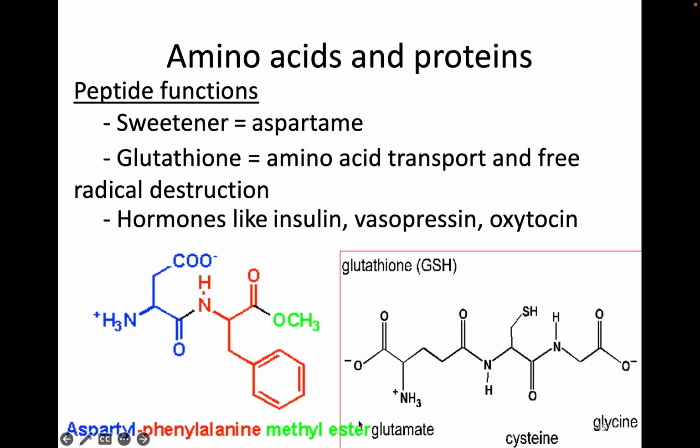Here are some examples of peptides. Aspartame is a dipeptide used as an artificial sweetener instead of sugar. It is found in Diet Coke or Coke Zero that you may know. Glutathione is a tripeptide functioning in amino acid transport across membranes and as a cellular antioxidant against free radicals. Insulin, vasopressin, and oxytocin are peptide hormones that regulate our body functions.